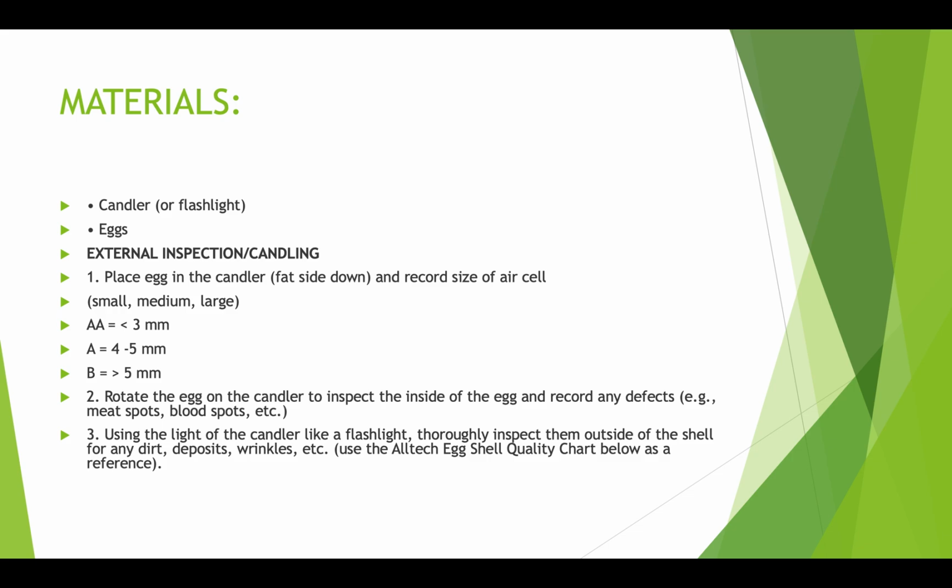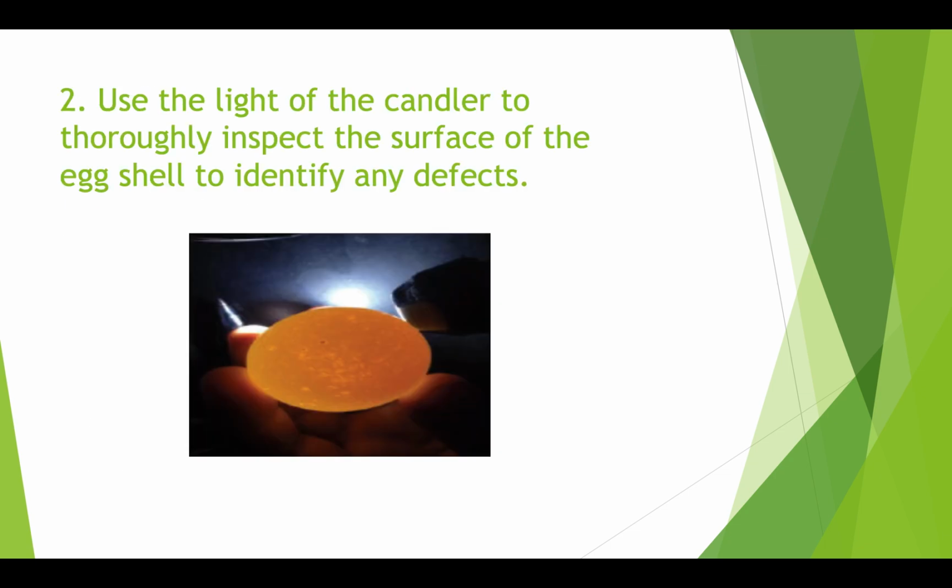Rotate the egg on the candler to inspect the inside of the egg and record any defects like meat spots, blood spots, and so on. Using the light of the candler like a flashlight, thoroughly inspect the outside of the shell for dirt, deposits, and wrinkles, and identify any defects.